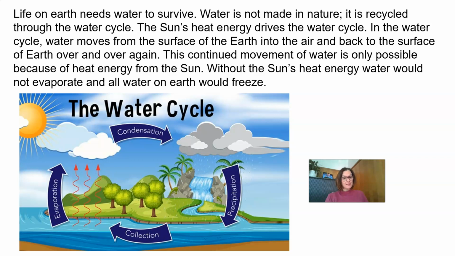Life on Earth doesn't only need the sun, it also needs water. Water is not made in nature, it is cycled through the water cycle. The sun's heat energy drives the water cycle, so it relies on the sun. Water moves from the surface of the Earth into the air and back to the surface of the Earth over and over again. This continued movement of water is only possible because of heat energy from the sun. Without the sun's heat energy, water could not evaporate and all water on Earth would freeze.